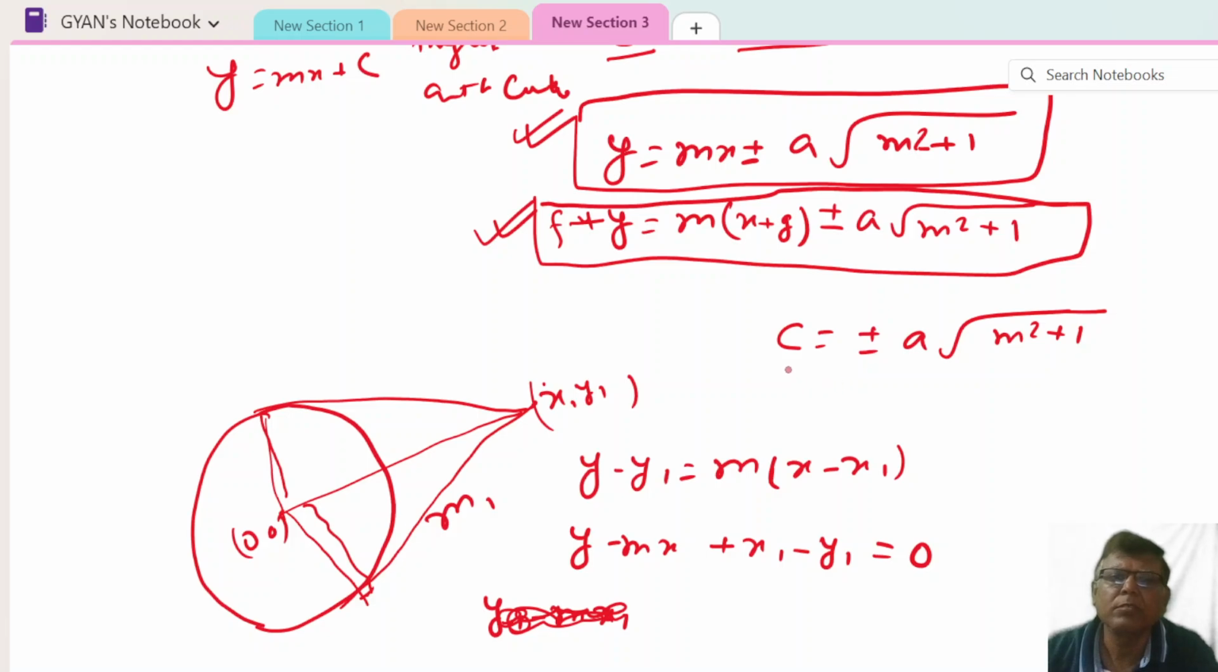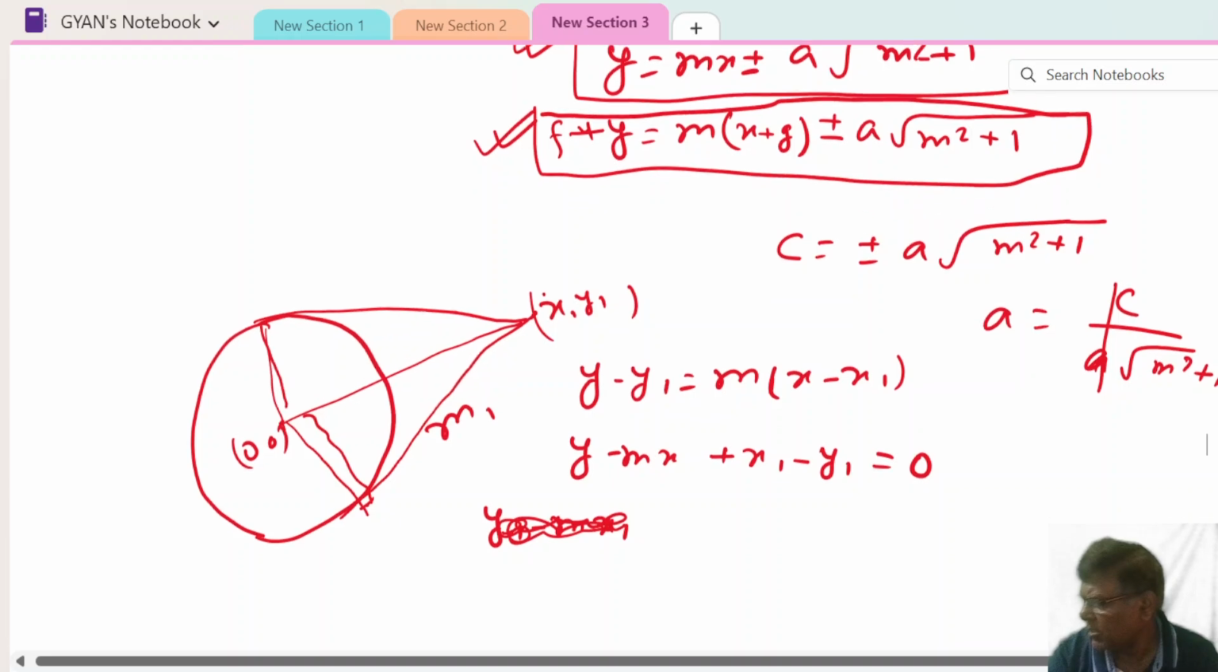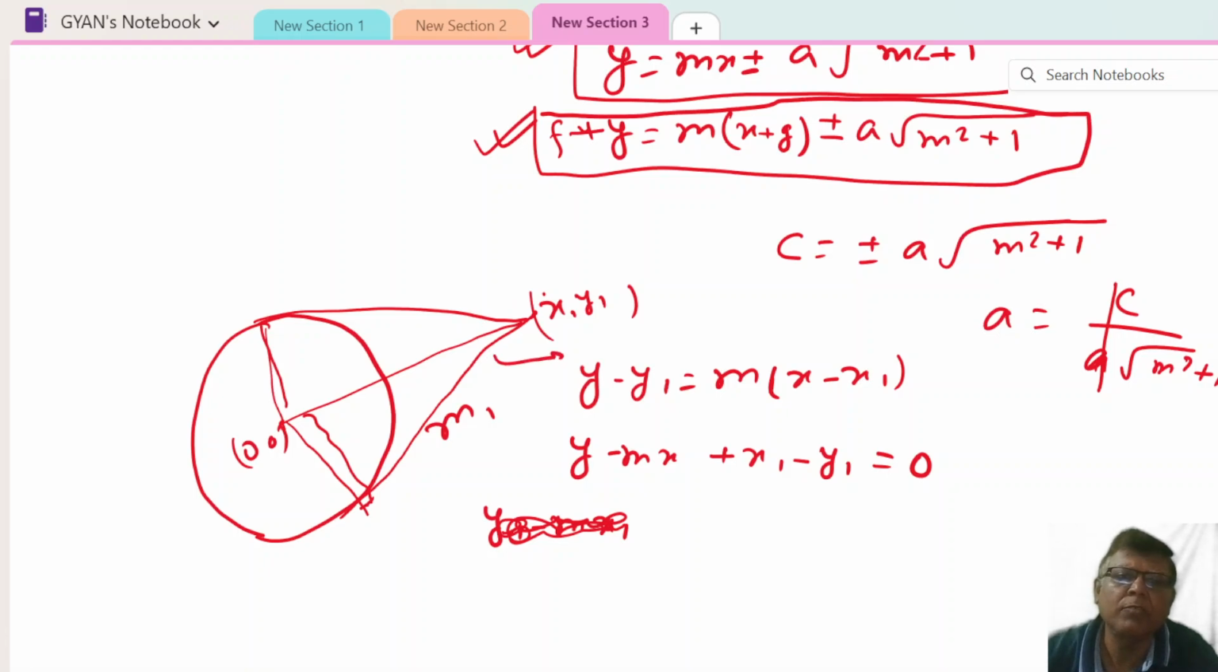So a should be equal to c divided by root over m square plus 1. And what will be the c? c is equal to y1 minus mx, because this is the equation y is equal to mx plus c. This is satisfying this one. So y1 is equal to mx1 plus c.